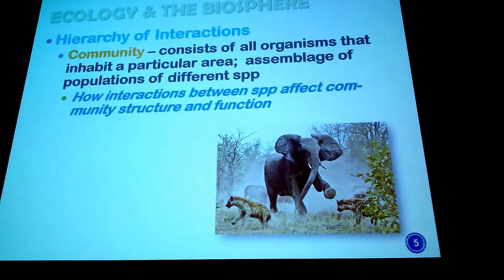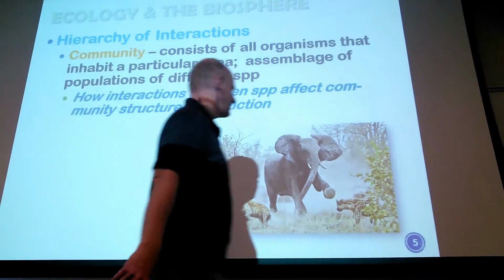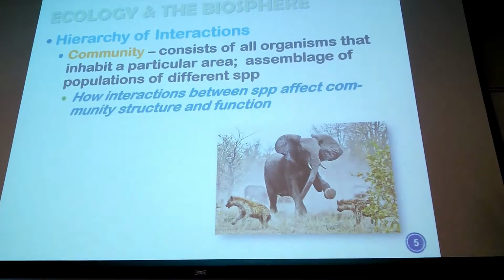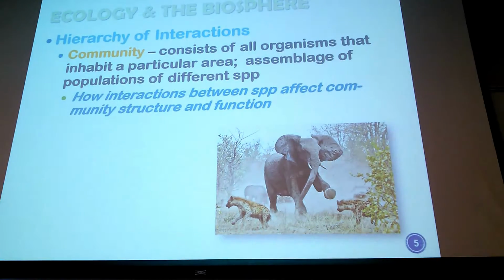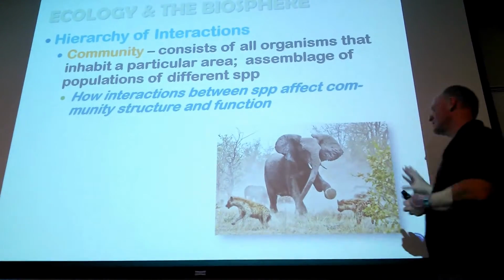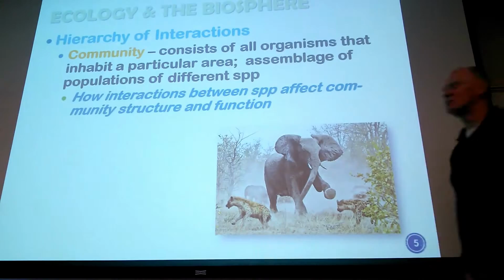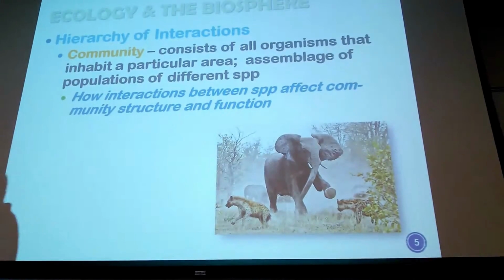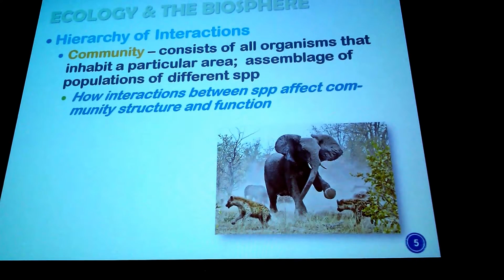Community consists of all organisms that inhabit a particular area, assemblage of populations of different species. You can see in this one little vignette of a day in the life of the African savanna, you've got your population of elephants, and they're having to fight off a population of hyenas, a pack of hyenas. So I've got interactions between populations of two different species. Not to mention, you've got all the vegetation around. Don't just think animals, think plants too. But you've got the trees that the elephants might be browsing on. You've got the grasses that the hyenas might be using to cover their approach. A little bit of camouflage. How interactions between species affect community structure and function.